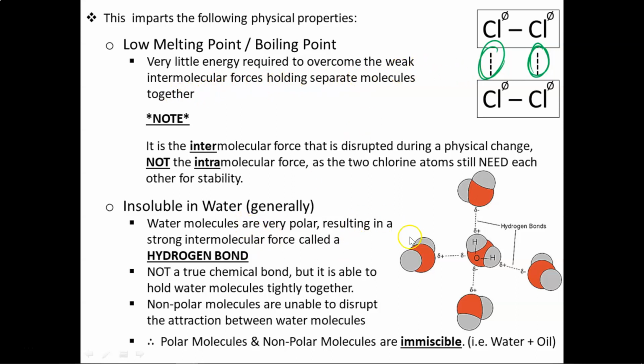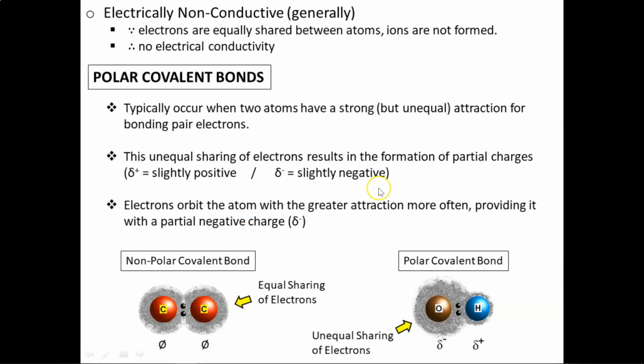As we saw before, water molecules are polar. They have a partial positive end and a partial negative end. But positive and negative aren't super attracted towards neutral. And so typically, compounds made up of nonpolar covalent bonds are not going to be water soluble in general. Finally, since electrons are equally shared between the atoms, ions are not formed. Without these ions, nonpolar covalent compounds tend not to be electrically conductive.